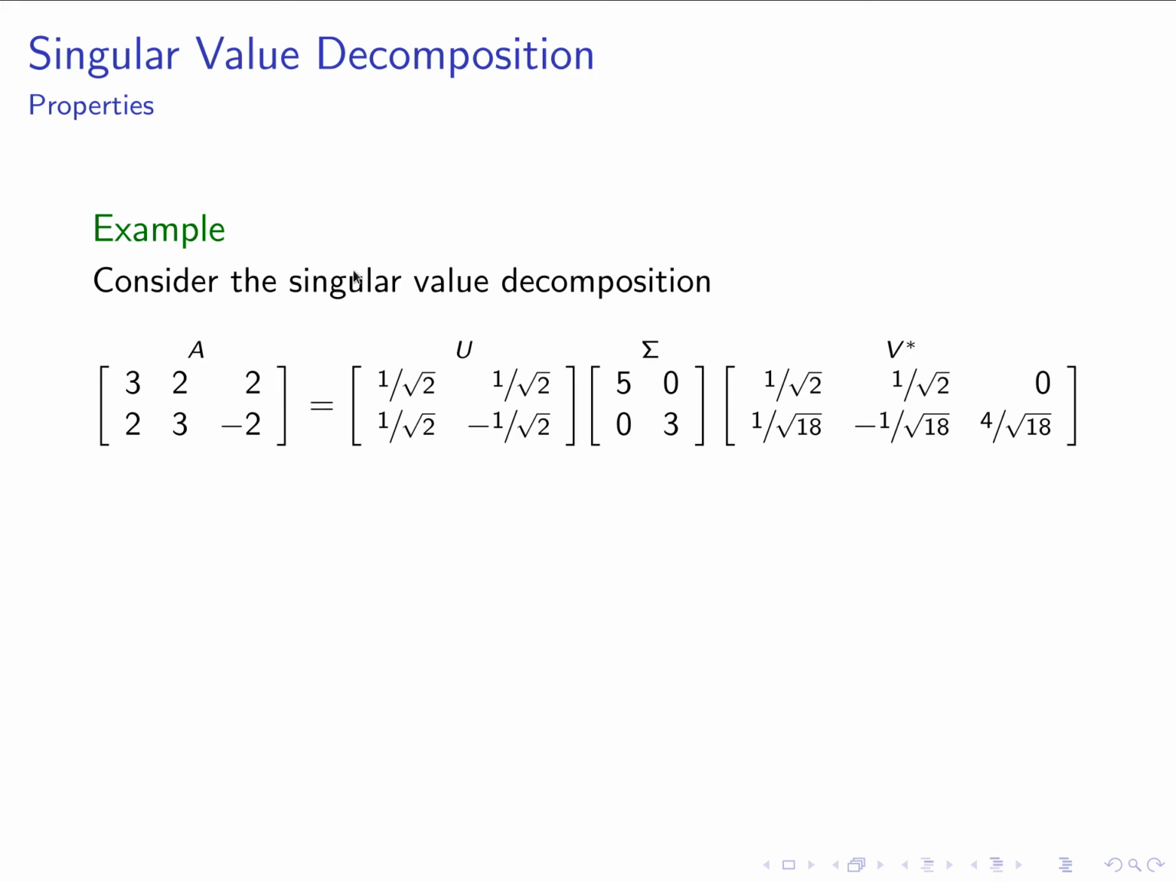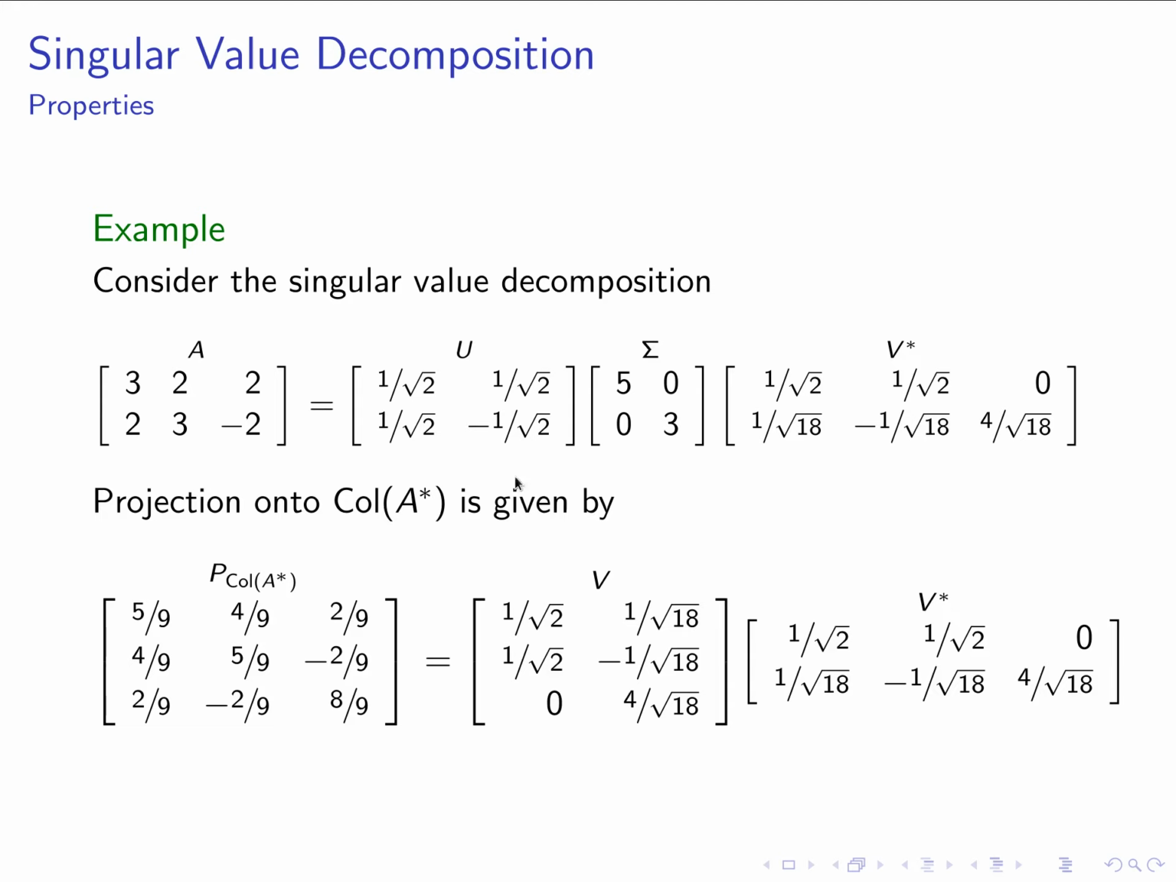So let's look at an example here. Again, we have our 2 by 3 matrix and its singular value decomposition. Let's say we wanted to project onto the column space of A star. Well, our theorem from the previous slide says this is the same thing as V multiplied by V star. So when we take our matrix V and multiply it by V star and multiply everything together, we get projection onto the column space of A star, which is this 3 by 3 real symmetric matrix on the left here. So again, we don't have to do any complicated arithmetic here, and we don't have to invert any Gramians. We just simply multiply V by V star, and we get projection onto the column space of the conjugate transpose of A.